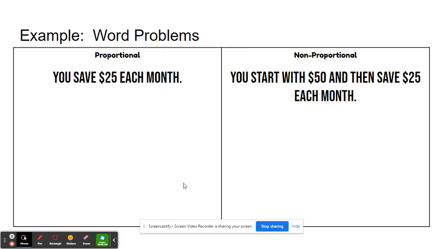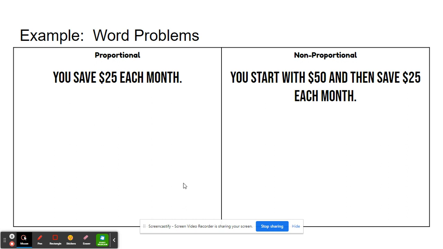The last example we're going to do is word problems. With word problems, you can tell that it's proportional because it's going to say you save something each month. You do one thing each time. And it's going to be pretty straightforward. In a non-proportional relationship, it gives you a different start amount.